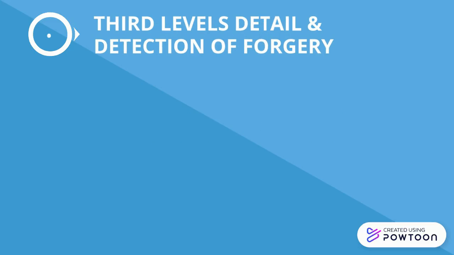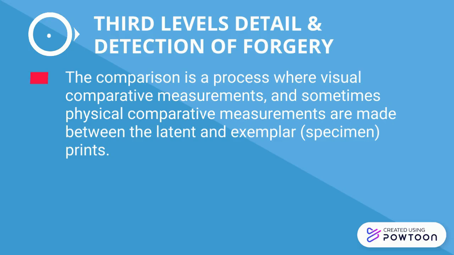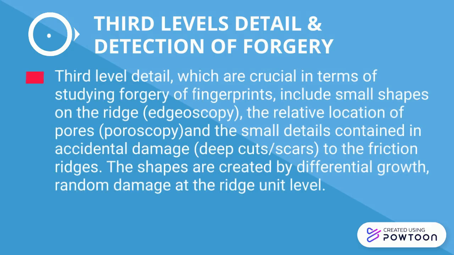Third level detail and detection of forgery. The comparison is a process where visual comparative measurements, and sometimes physical comparative measurements, are made between the latent and exemplar specimen prints. Third level details, which are crucial in terms of studying forgery of fingerprints, include small shapes on the ridge, edgeoscopy, the relative location of pores, poroscopy, and the small details contained in accidental damage, deep cuts or scars to the friction ridges. The shapes are created by differential growth, random damage at the ridge unit level.